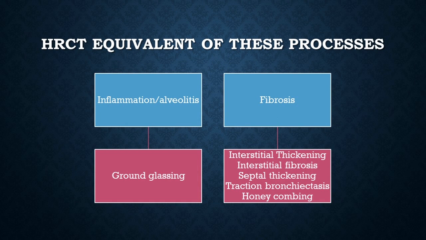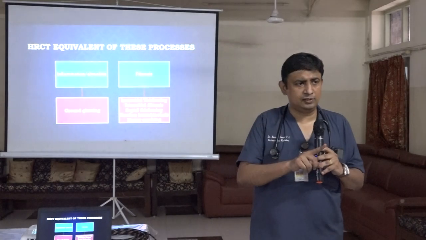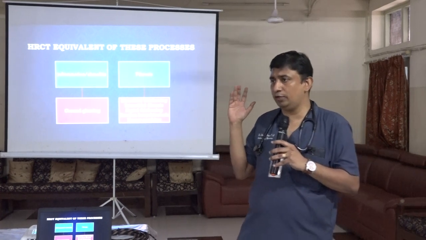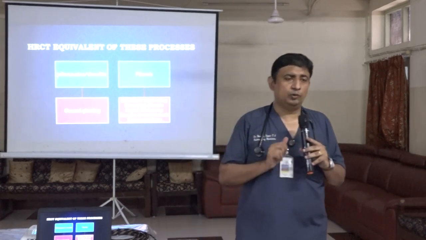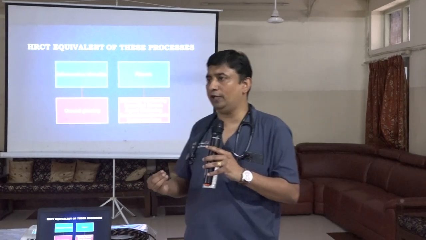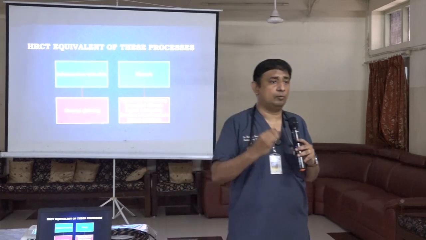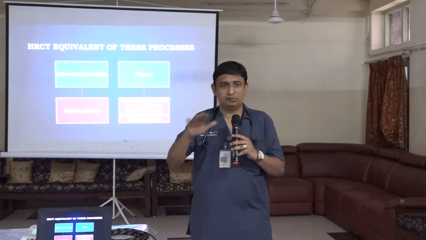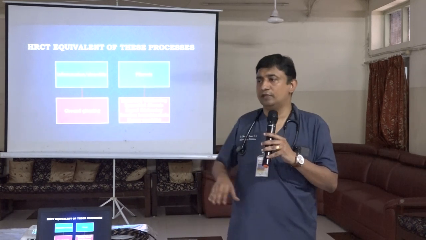Now it is important to understand what these two mean when we look at HRCT features, because HRCT is the backbone of diagnosis and everything else is kind of add-on: your BAL, TBLB, TB cryobiopsy, and the final MDT decision. In a HRCT, I will show it to you when I show specific disease processes, but to understand, inflammation or alveolitis, which is inflammation in the alveoli, is represented by ground glass opacities on a HRCT, which is like, you know, hazy appearance on the CT.